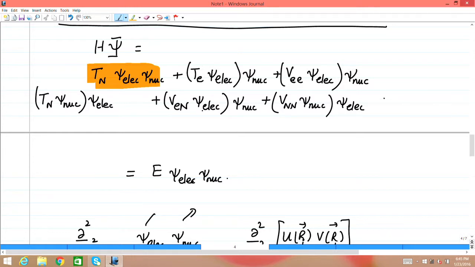Therefore, I would not write this as E psi, but rather I would write this as approximate E psi. So, what you have here is that this term goes away and is replaced by this term Tn psi nuclear, and then you have Te psi electronic, VEE psi electronic, VEN psi electronic. Remember, all these things depend on the electronic coordinates. Okay.